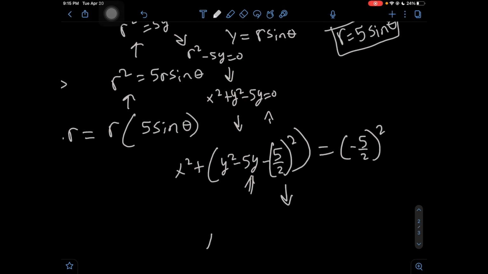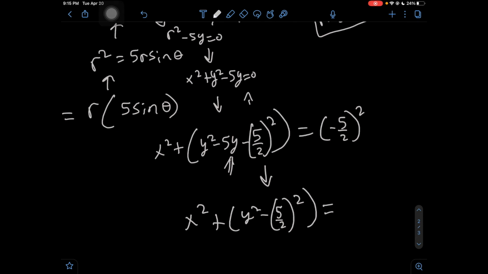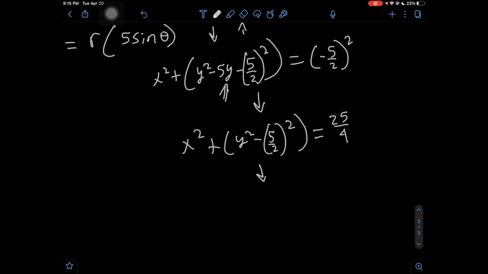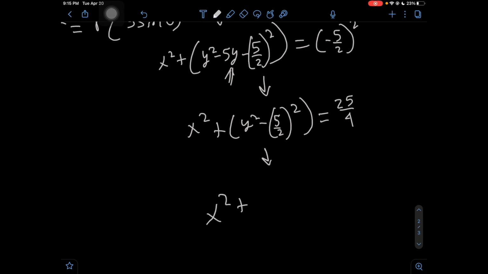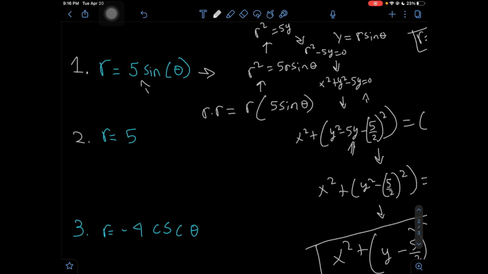And so we should be left with x squared plus y squared minus 5 over 2 squared equals negative 5 over 2 squared, which is just 25 over 4, so we have equals 25 over 4. And then we can see that both terms in our parentheses are squared, so we can go ahead and rewrite that. So we have x squared plus y minus 5 over 2 squared equals 25 over 4. And this is your final answer for problem 1 on polar to Cartesian conversions.